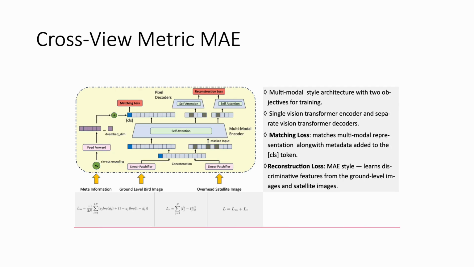The second architecture that we propose is a multimodal style architecture with two objectives for training. It consists of a single vision transformer encoder and separate vision transformer decoders. We use the matching loss which matches multimodal representation along with metadata added to the CLS token. And we also use the reconstruction loss that learns discriminative features from the ground level and the satellite images.